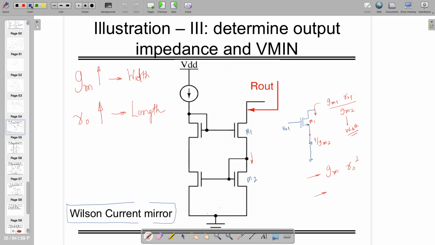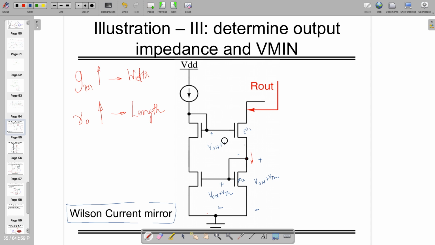Let's look at this carefully. From here to here, it's V on plus VTH, right? As this is connected in diode configuration, across this it's V on plus VTH. Okay, no problem. What happened to the second one? From here to here, it's again V on plus VTH.